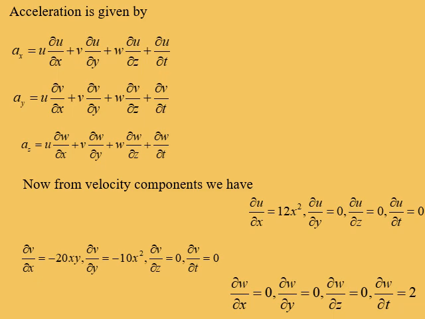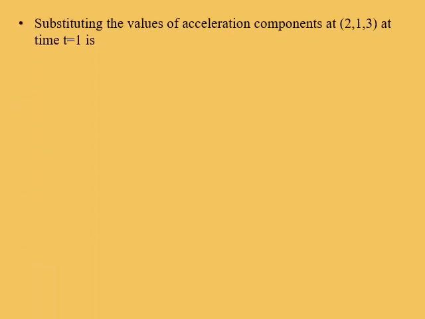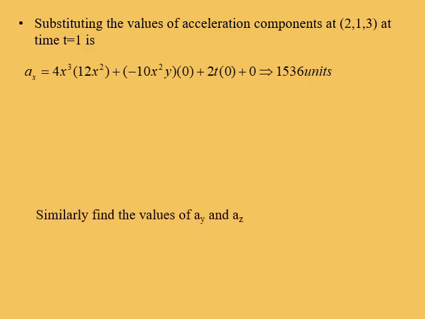After finding the values of these terms in the acceleration formula, we substitute the values at the point 2, 1, 3 at time t is equal to 1. Substituting here, a of x is equal to 4x cube, that is the value of u, into dou u by dou x, which is 12x square, plus v, which is minus 10x square y, into dou u by dou y, which is equal to 0. Substituting all the values, a of x is equal to 1536 units.